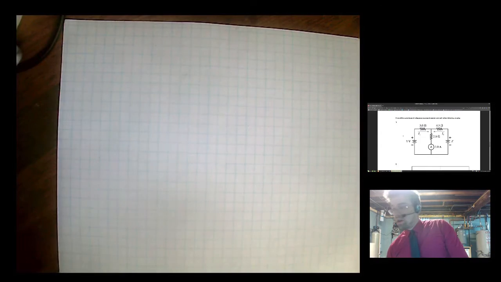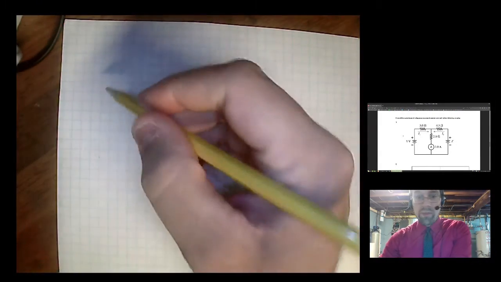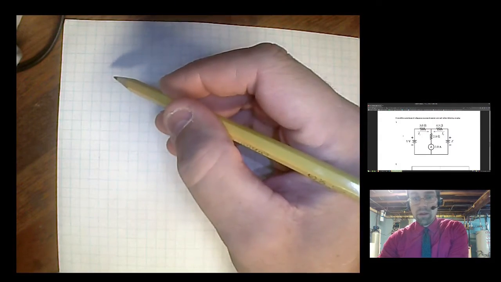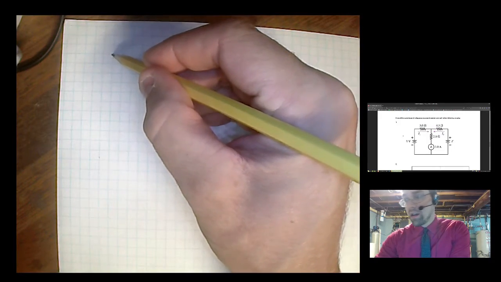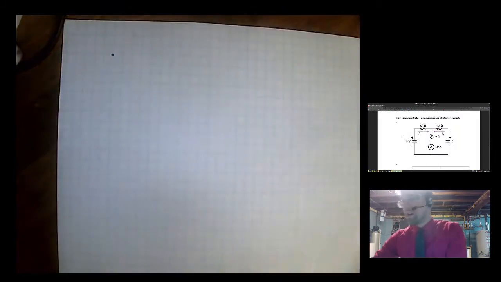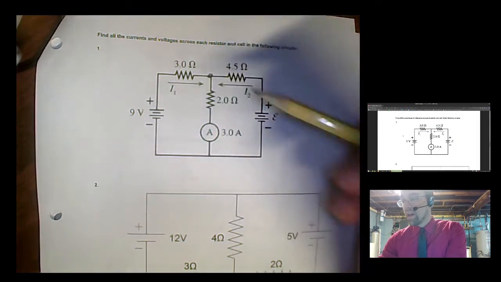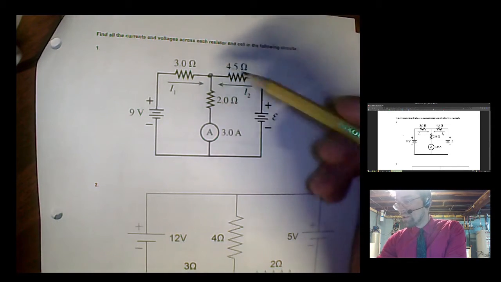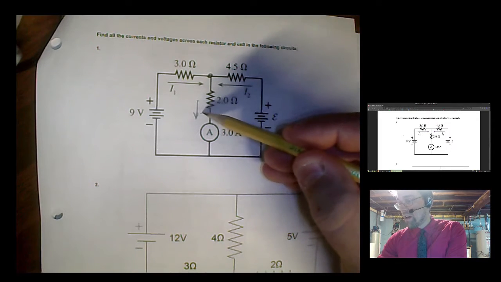So let's analyze this circuit. Let's start off with the junction rule. Let's do a junction rule for this junction right here, because we have I1 and I2 coming in. There is a third current. It's not labeled, but we have the value of that current.